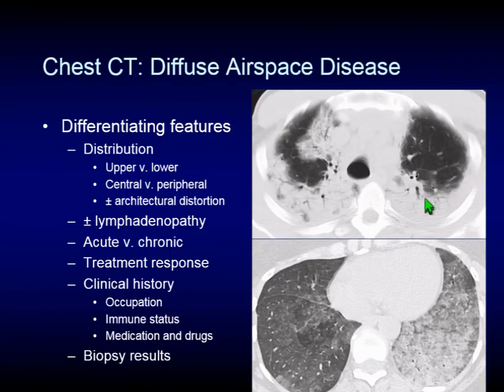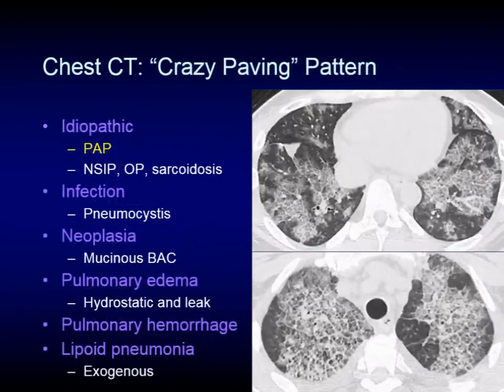Here are just some other airspace entities. Here we see a peripheral lung involvement favoring the upper lobes. This is a chronic eosinophilic pneumonia. Here we see, again, more of a ground glass in the right lung, more dense airspace consolidation in the other lung. And this is a case of the mucinous form of bronchoalveolar cell carcinoma.